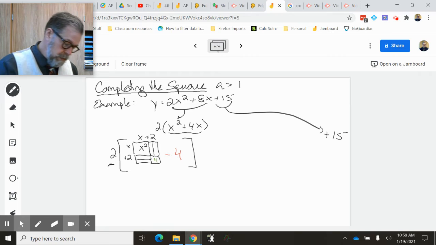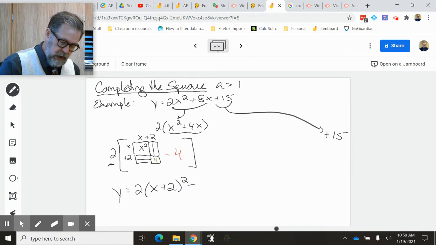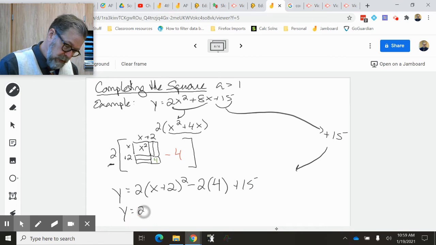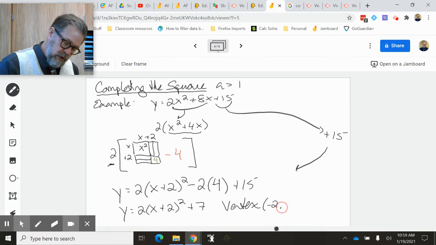So my equation now becomes y equals 2 times x plus 2 squared minus 2 times 4 plus 15. Doing a little quick simplification, 2 times x plus 2 squared plus 7, which tells me that the vertex is at negative 2 comma 7, and that I have a stretch factor of 2.